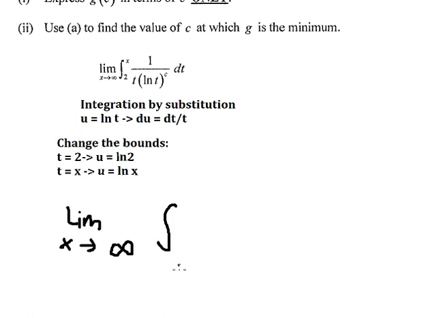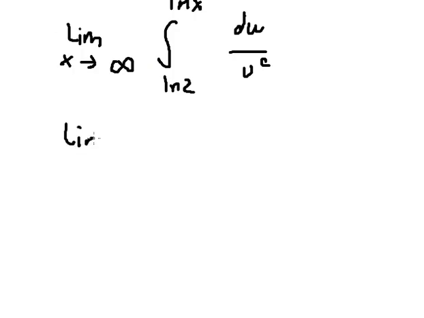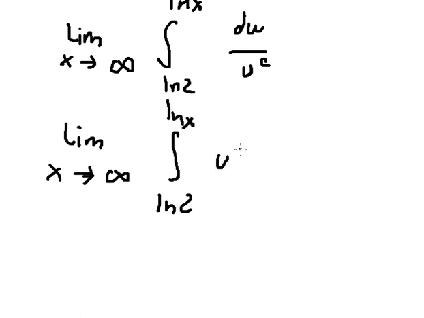So the 2 becomes f(2), and s becomes f(s). This f(t) becomes u, and dt over f(t) we change to du. And now the next one, this one is u to the power of negative c du.